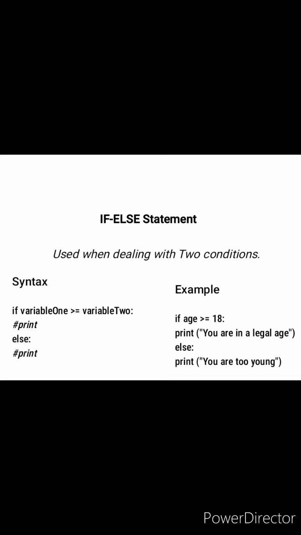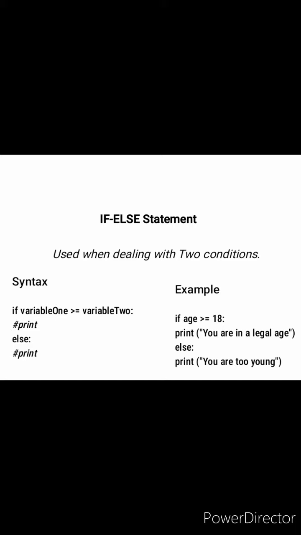Then next, dito naman tayo sa if else statement. If else statement is used when dealing with two conditions. So ito yung syntax niya. If variable 1 is greater than or equal to variable 2, then print, else, then print. Example, if age is greater than or equal to 18, then print you are in a legal age, else you are too young. So mas maiintindihan nyo to kapag in-apply na natin sa coding.